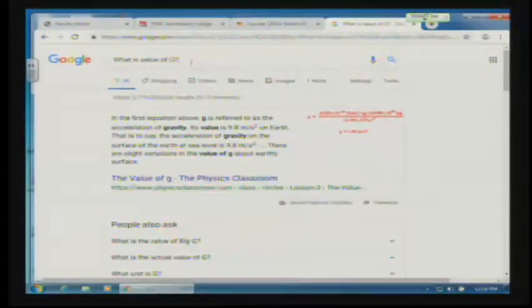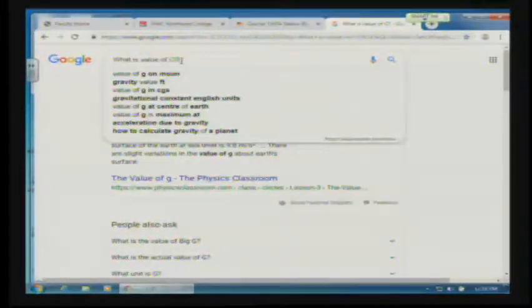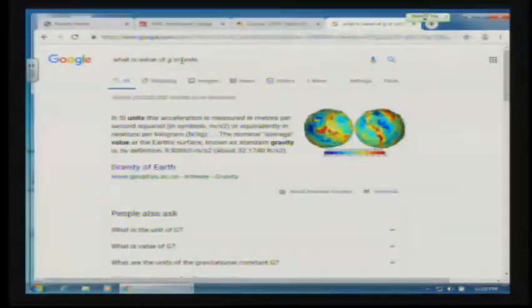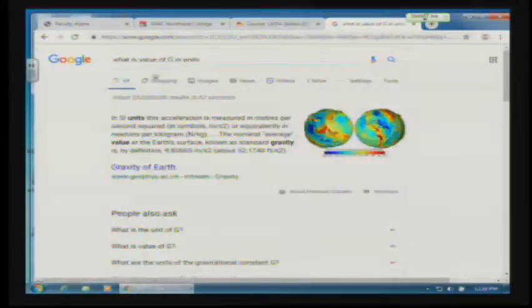And this is a different one. If we look at the value of G in US units, let's see if we can find some more units of this. There we go. In SI units, this is the wrong G. Sorry. See how it's the little g? We need to get the capital G. And we're still not going to find it.